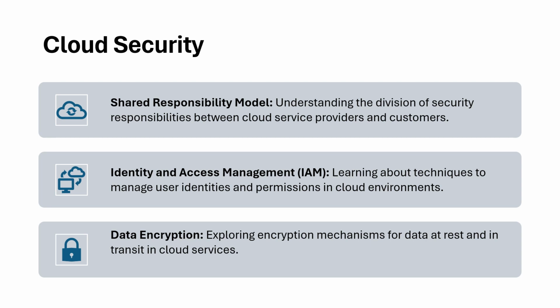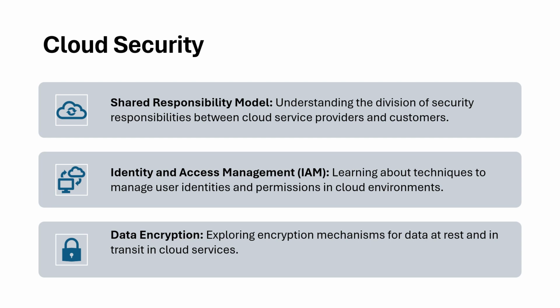So here the shared responsibility model means understanding the division of security responsibility. When you're sending the data, it's in transit, and then on the receiving side. So who is responsible for which stage is what you will be learning here. Identity and access management, IAM, is learning about techniques to manage user identities and permissions in cloud environments. Different types of users will be there, like admin user, normal user, viewing user, and all this is managed in identity and access management.